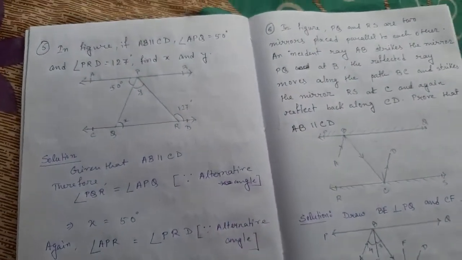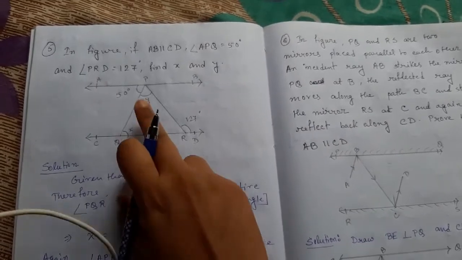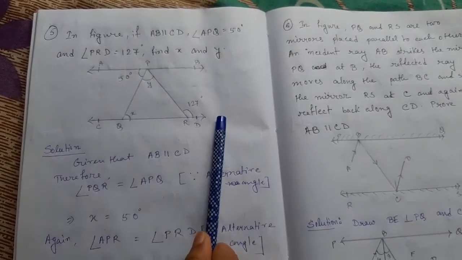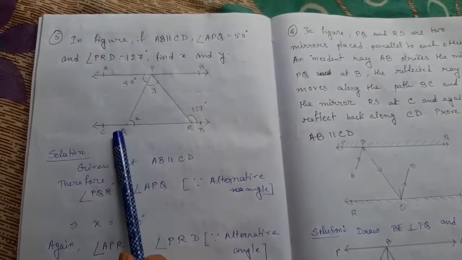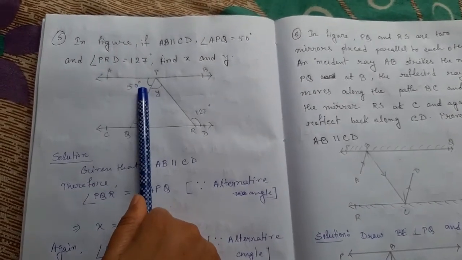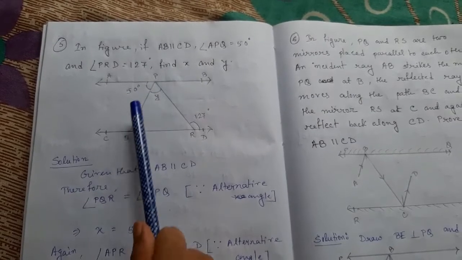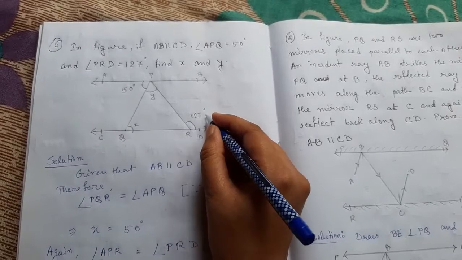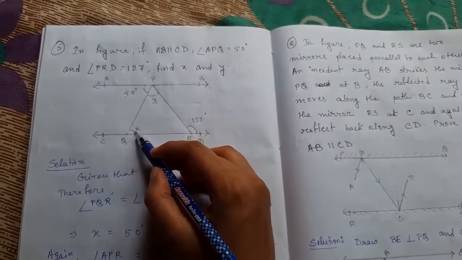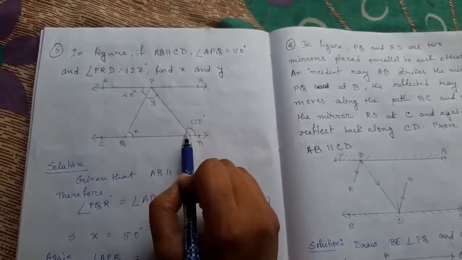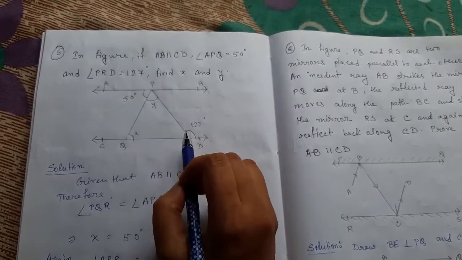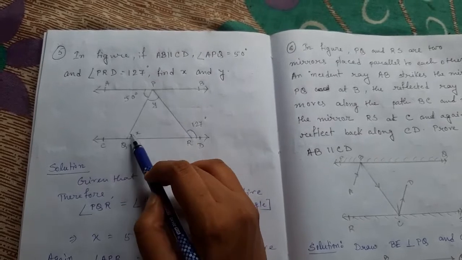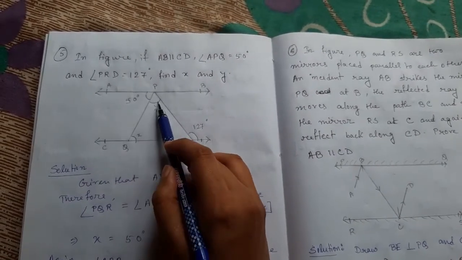Now look at question number 5. In the figure, AB is parallel to CD, given. Angle APQ is equal to 50 degree, and angle PRD, this angle, is equal to 127 degree. You have to find this x value, that means PQR, and QPR, the y value. You have to find the value of x and y. That means you have to find this angle and this angle.